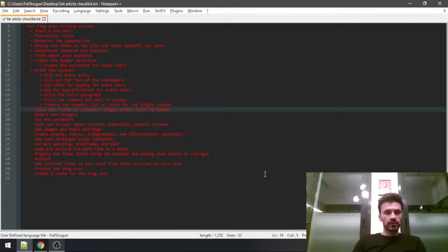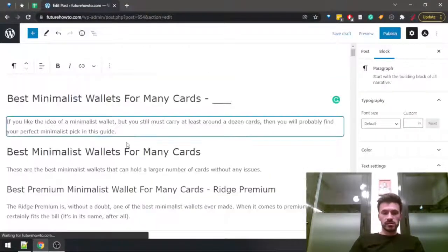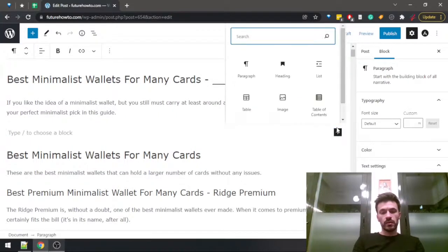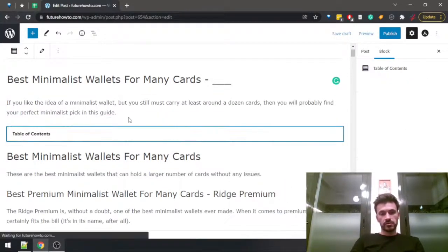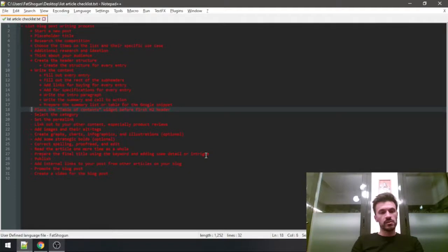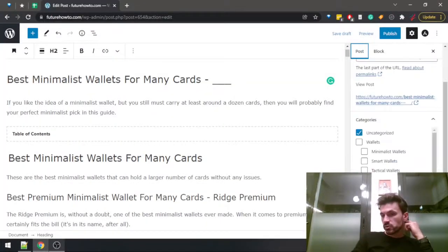So table of contents widget before the first H2 header. This is something I always do. Table of contents. This is a simple plugin that just generates a table of contents based on your existing headers and subheaders. There we go.